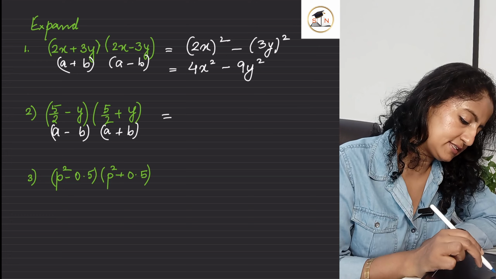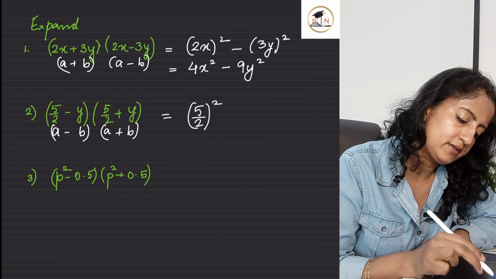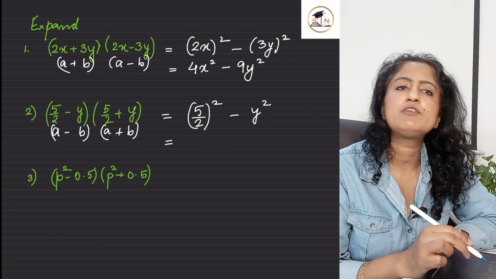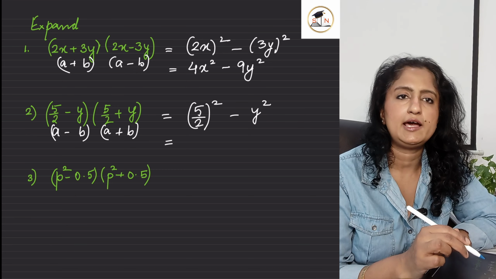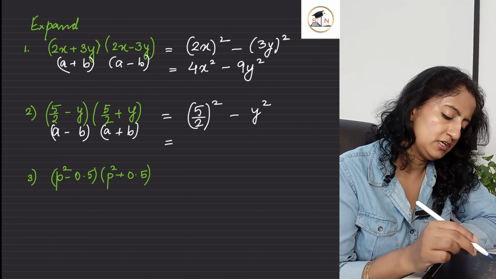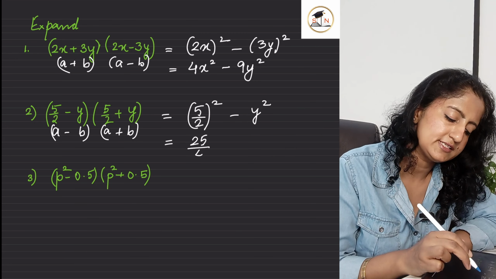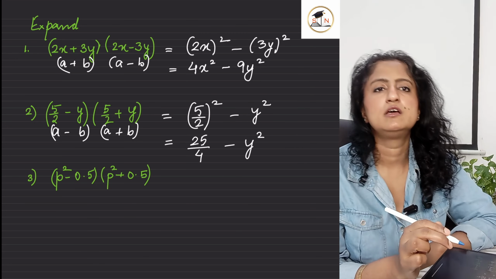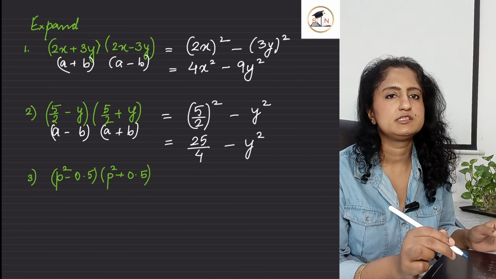So starting with its expansion, we have (5 by 2) whole square minus y square. Now whenever we have a square of a rational number, you need to square the numerator as well as the denominator. So square of 5 is 25 and square of 2 underneath is 4, and the y square remains as it is. So the answer becomes 25 over 4 minus y square.